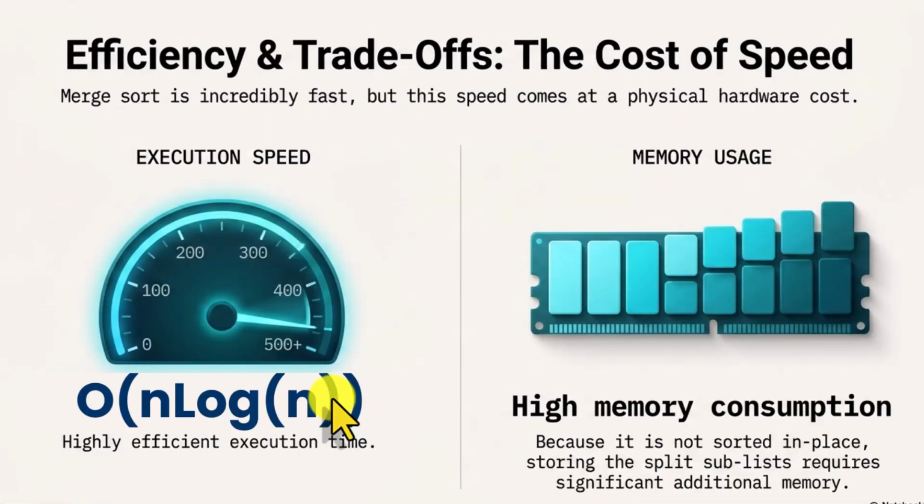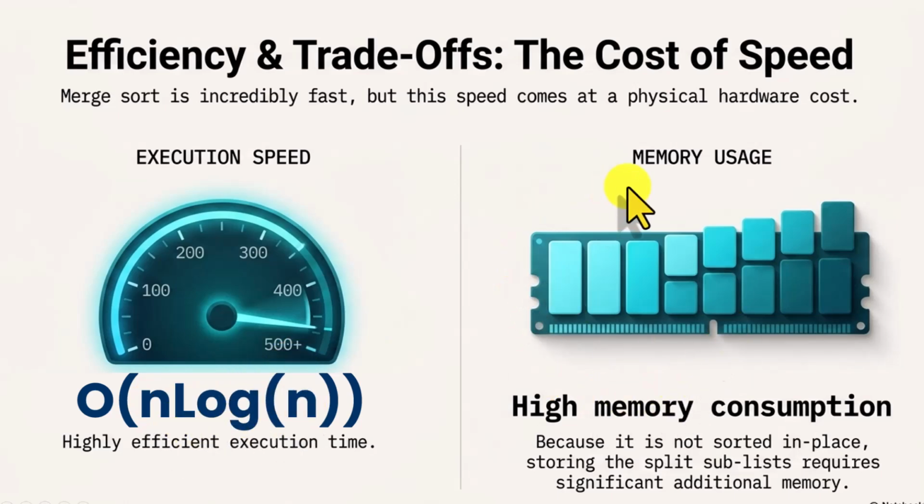Efficiency and trade-offs. The efficiency of this algorithm is quite good. We have n log n. Why log n? Because every time you divide the list by 2. For example, if you have 10 elements, it will take 3 or 4 steps to do that. And in each step, you're comparing all elements again. So that will be n log n. That is the speed of this.